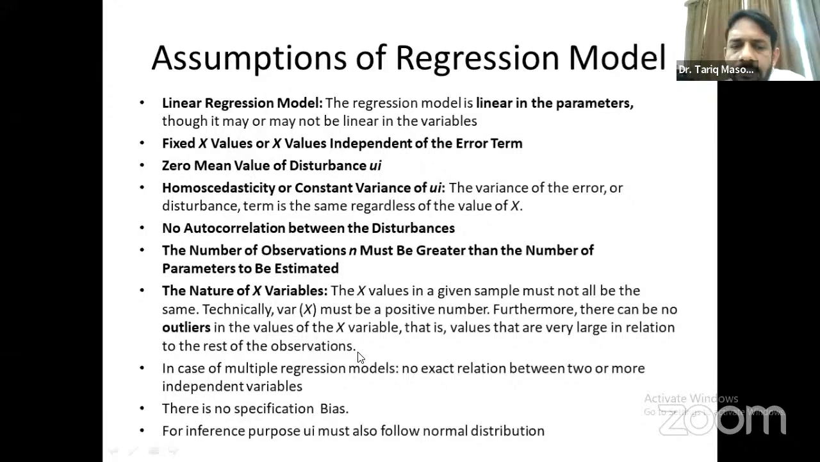Now for inference purposes, if your purpose is simply estimation, you need all these assumptions, but if you are concerned with hypothesis testing, which is almost always needed, we need one more assumption: that Ui must follow a normal distribution. The residual term must follow a normal distribution. Normality is needed for application of the T test, Z test, and F test.